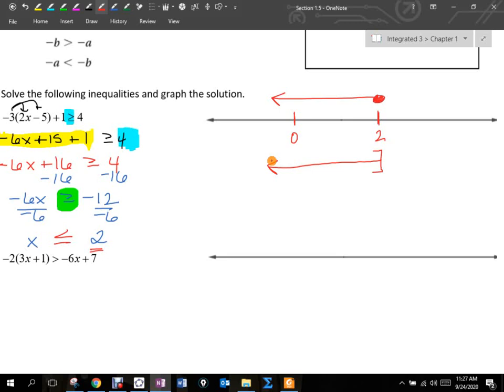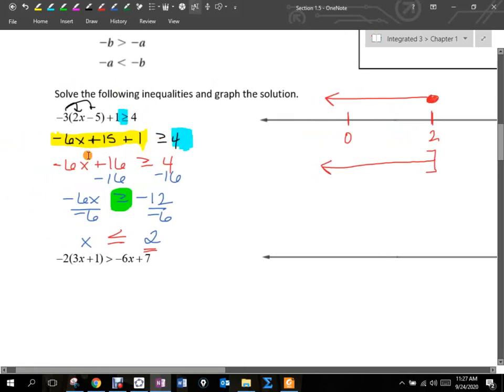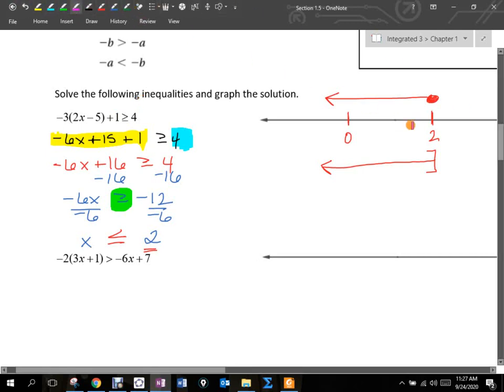So what does that mean to us? That means that zero, anything that is shaded, anything over here that is a number that is going to be identified by this graph is a solution to the original inequality, meaning that we should be able to go back into this. I should be able to pick off any one of those numbers in that shaded region, plug it in to the original inequality, and get a true statement. Okay?